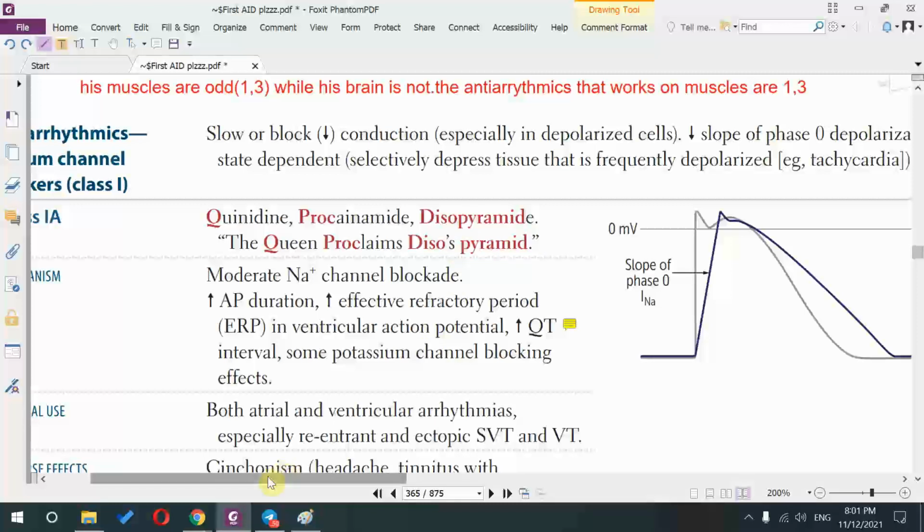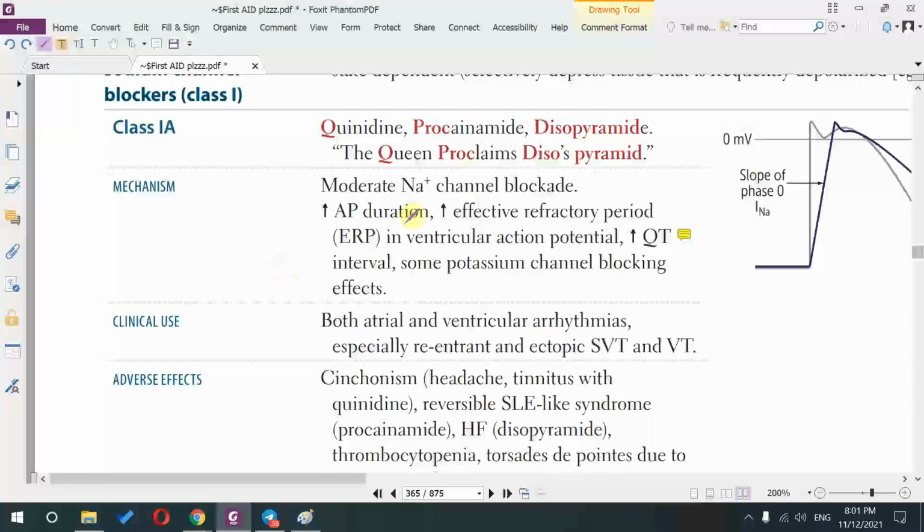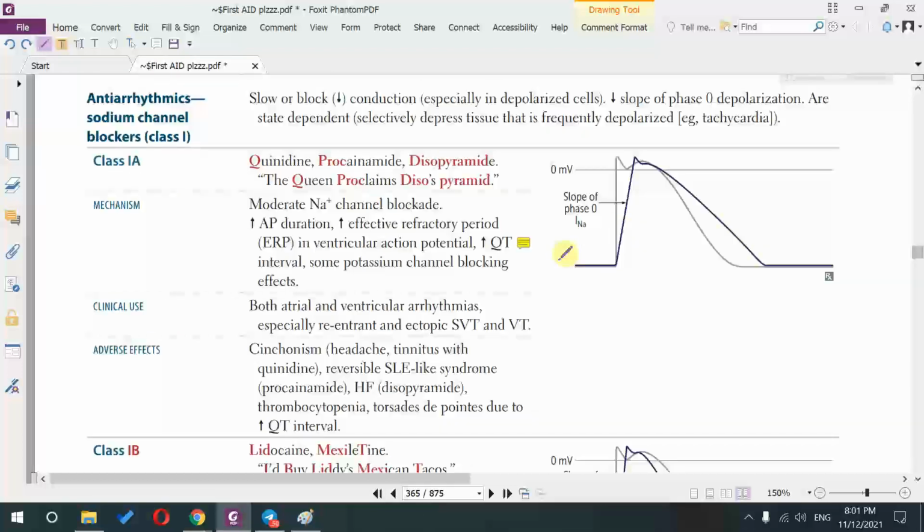Okay. So, mechanism: they have moderate sodium channel blockage. The moderate sodium channel blockage leads to the difference in phase 0. Yes, because at phase 0 we had sodium entry, so the change happened at phase 0. Also, they increase action potential duration. Look how long it becomes. Normally it used to be at this gray line from here to here, but now it's much longer. More refractory period, here it is, in the ventricular action potential.